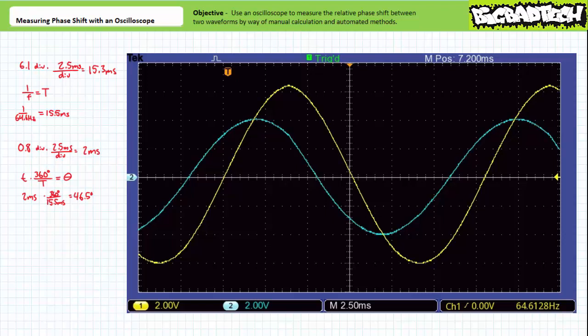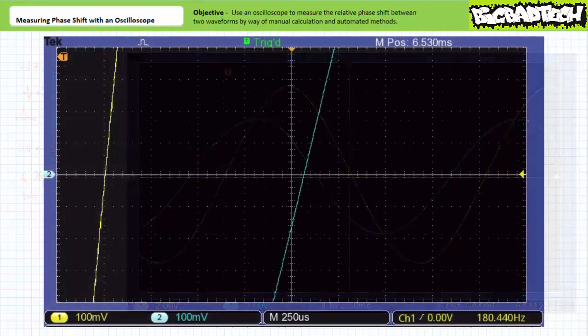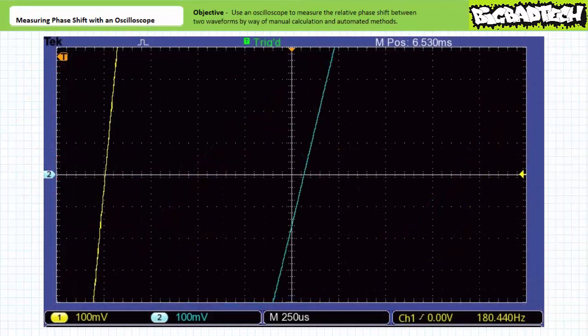This time shift correlates to a relative phase shift of 2 milliseconds times 360 degrees divided by 15.5 milliseconds, or approximately 46.5 degrees. It can be said that the blue waveform leads the yellow waveform by approximately 46.5 degrees. Here's our second display. It appears to be zoomed in on just the right spot.